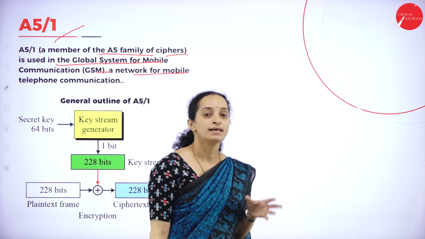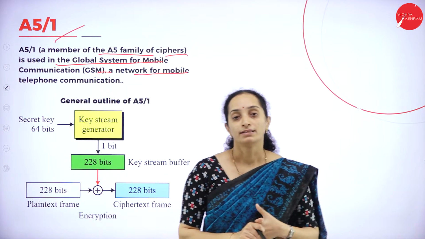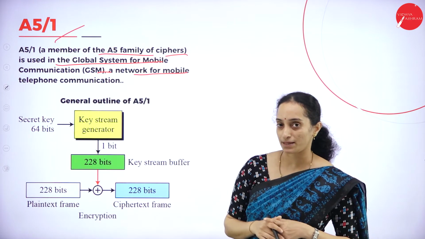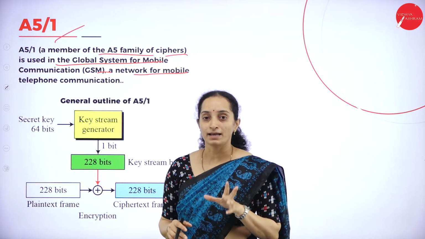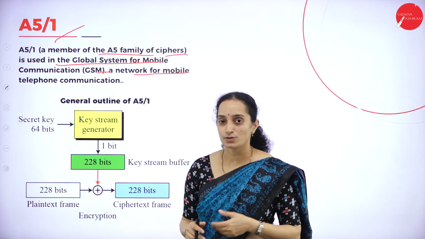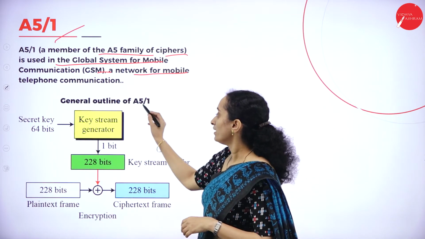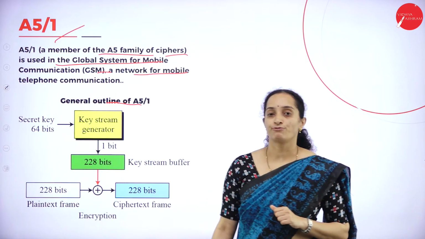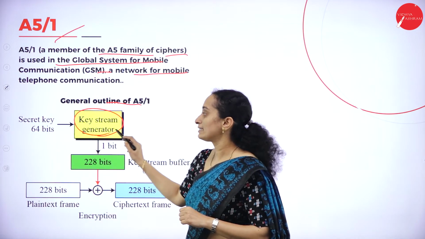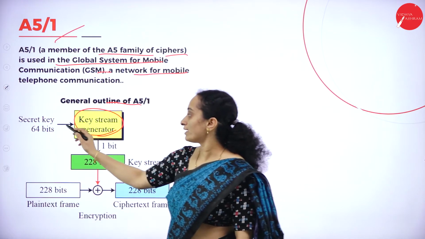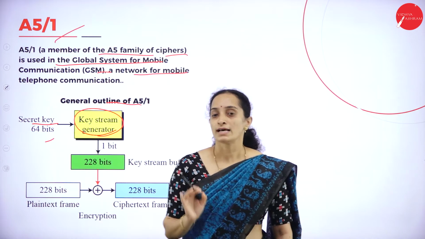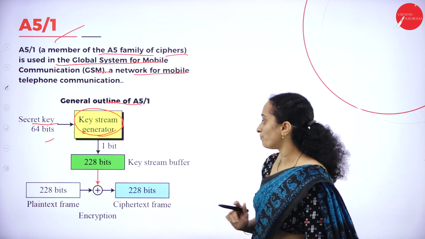In that mobile network, they used this A5/1 stream ciphering method to encrypt the data which is transferred between two GSM mobiles. Okay, we have the general outline for A5/1. We use a key stream generator to generate a secret key of 64 bits.